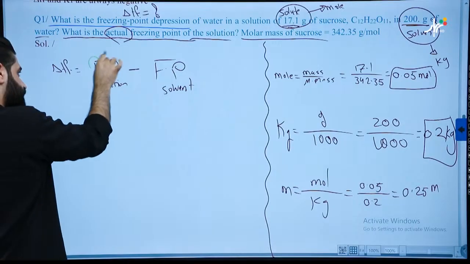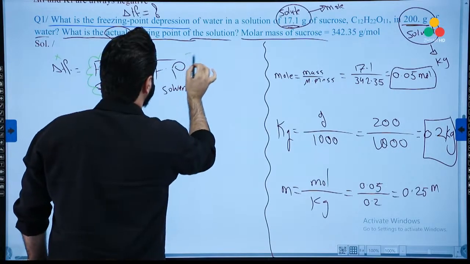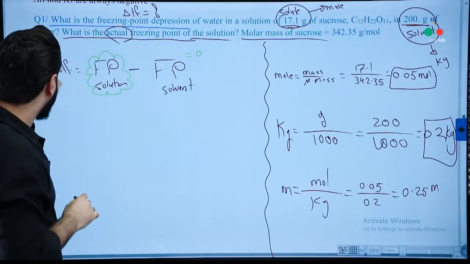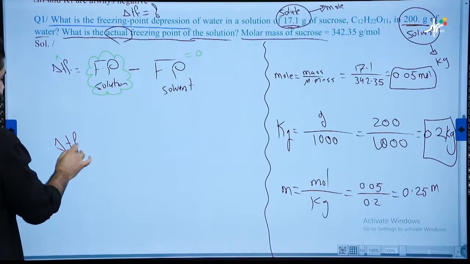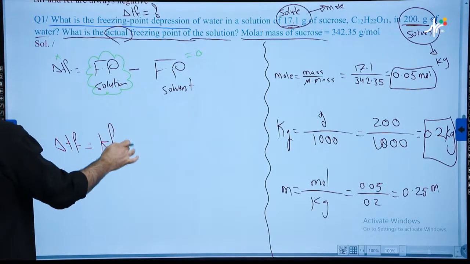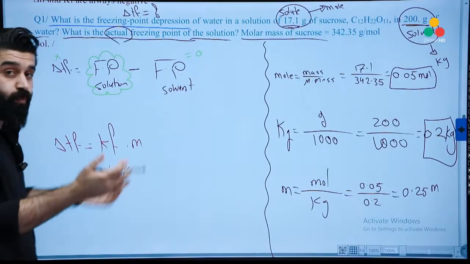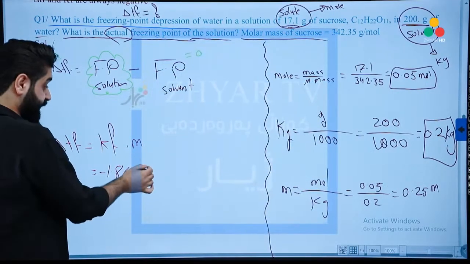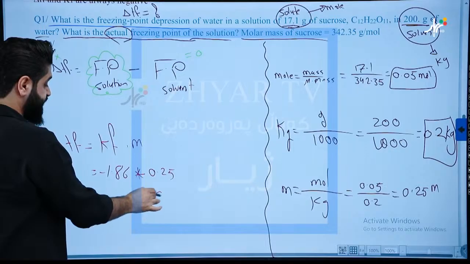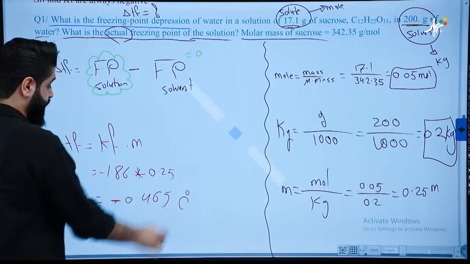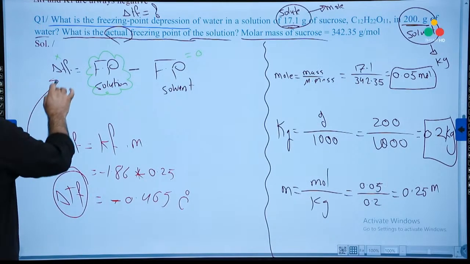You need to calculate this guy here, okay? But we don't have delta Tf. How about the freezing point of pure solvent? Okay, since the solvent is water, so this is 0. But how to get delta Tf? There's another formula. Use the second rule. Delta Tf equals Kf times molality. So Kf is negative 1.86 because the solvent is water, and then times molality is 0.25. So equals negative 0.465 Celsius degree. This is the value of delta Tf. Then substitute this here, you'll get the answer.